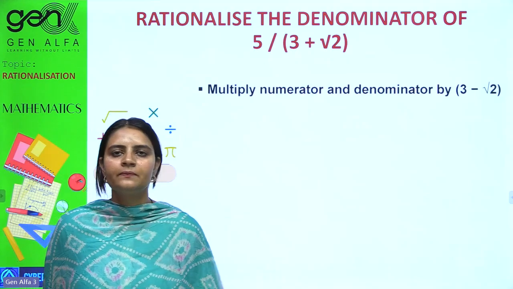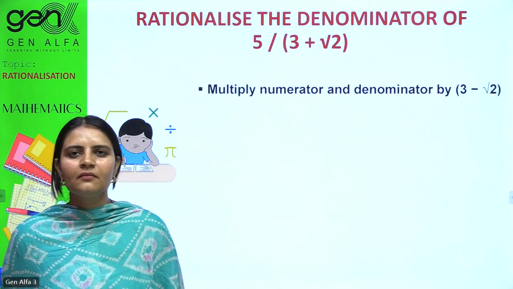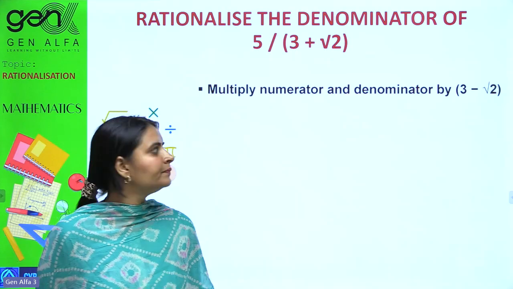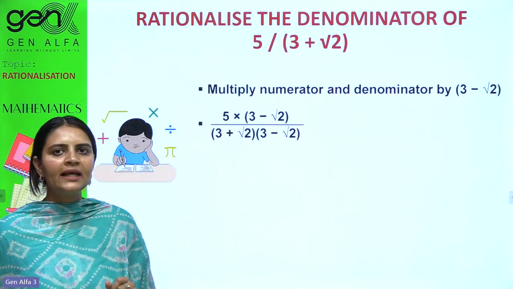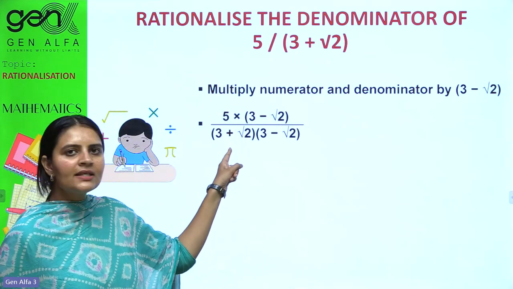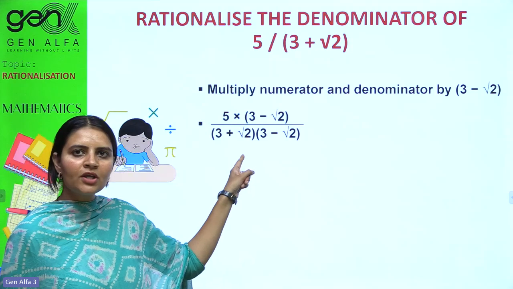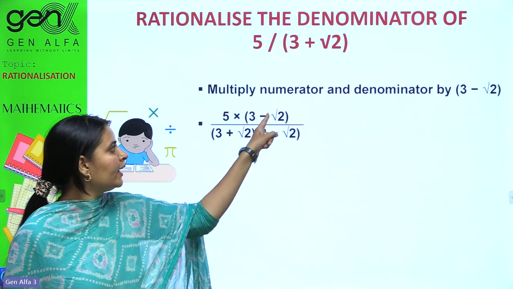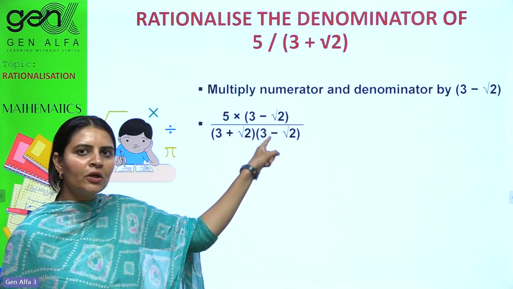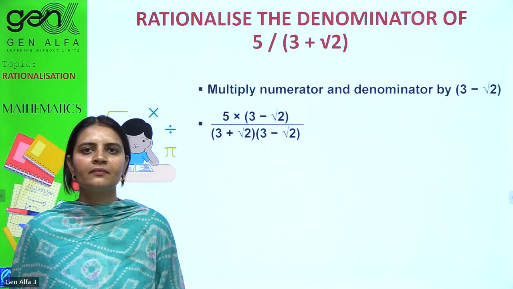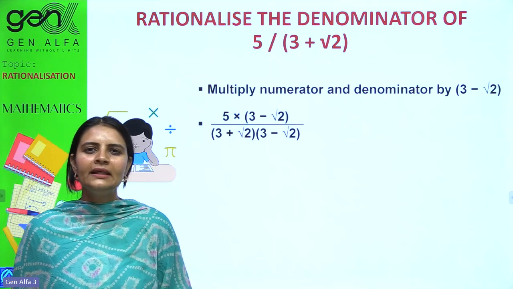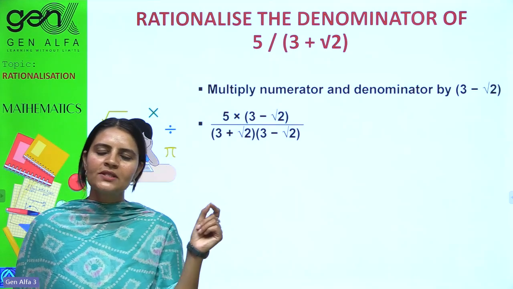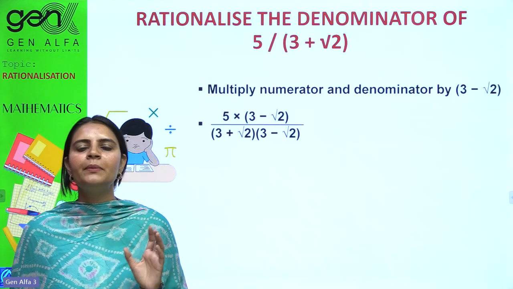Step 1. 3 minus under root 2. Just do it like that. 5 by 3 plus under root 2, that was your previous fraction. Now we are multiplying and dividing it by its conjugate over here. In the next step, multiply the tops and multiply the bottoms. You will be getting your answer.